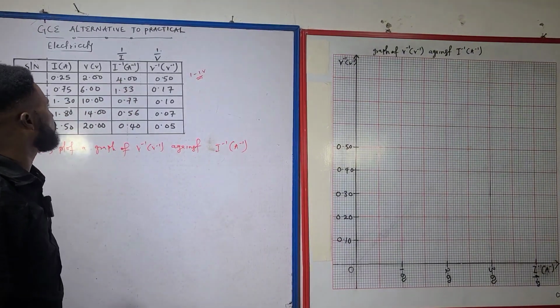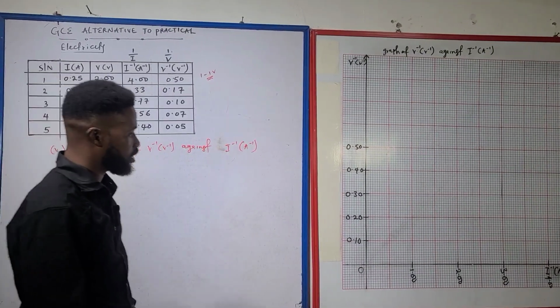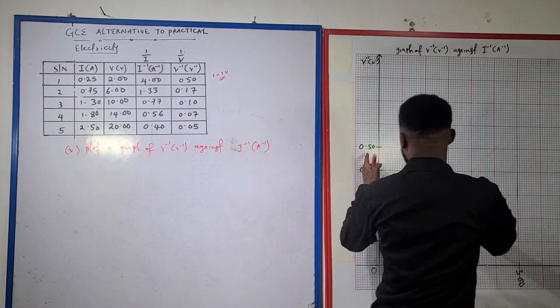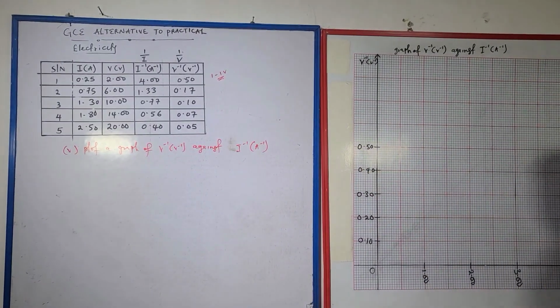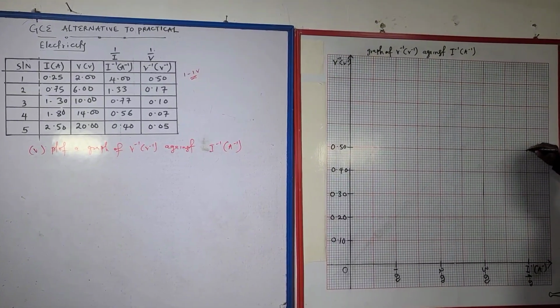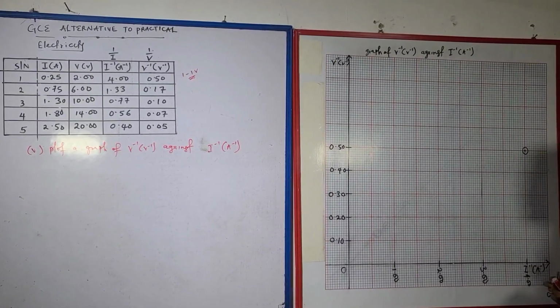When the current was 4, the voltage was 0.5. Yes, so 0.5 and then 4. So that's this point. We get that out of the way.